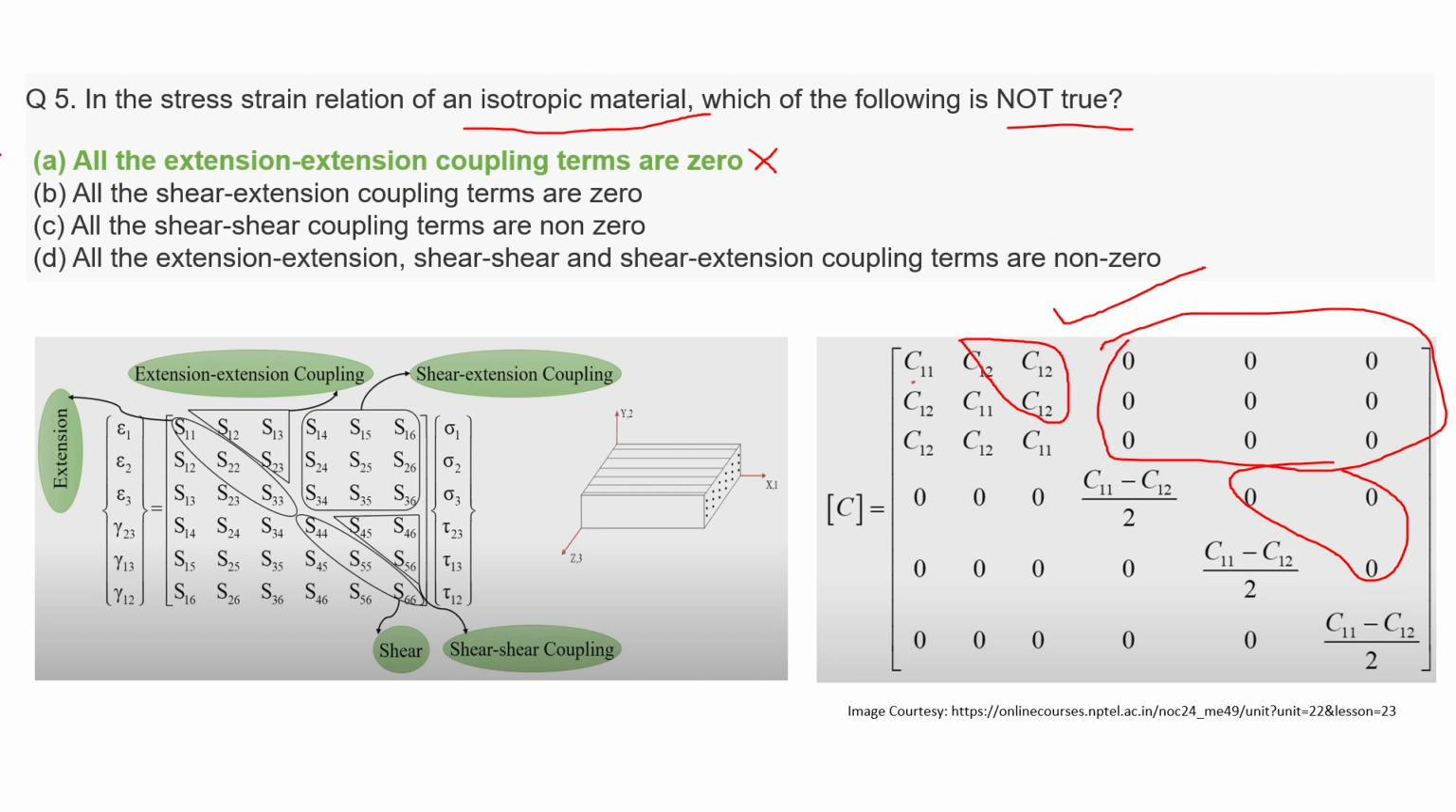So our answer will be option A, that all the extension coupling terms are 0, which is the only non-true statement. So we have to see what they have asked, either to find the true ones or the non-true. So we have to find the opposite one. So here, this is the incorrect one. That will be the answer.